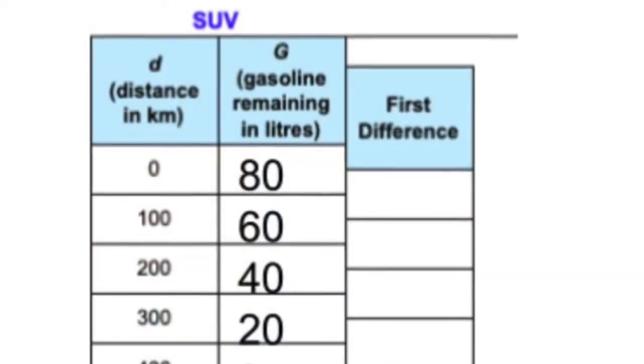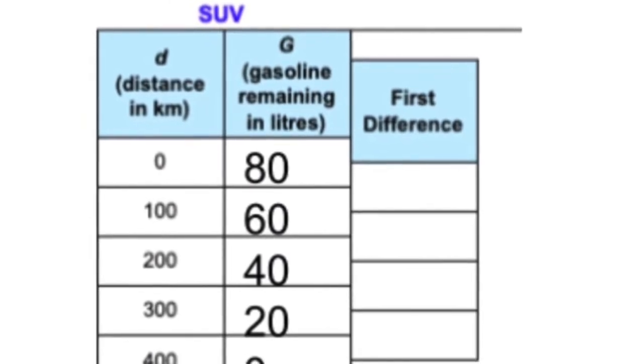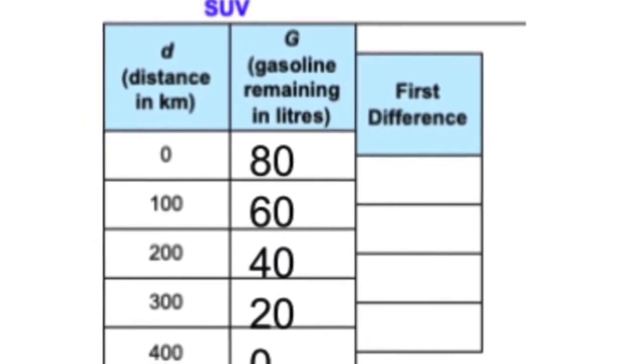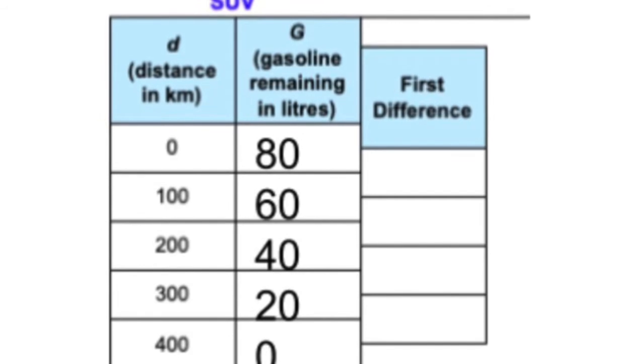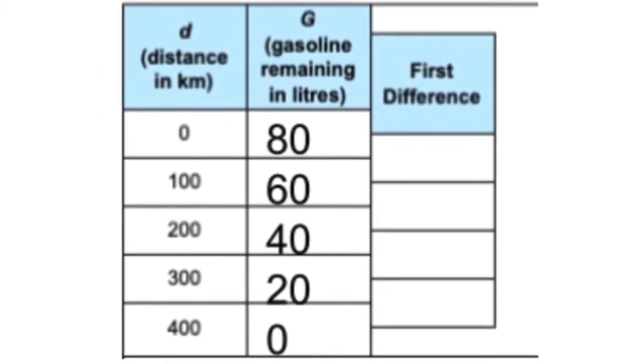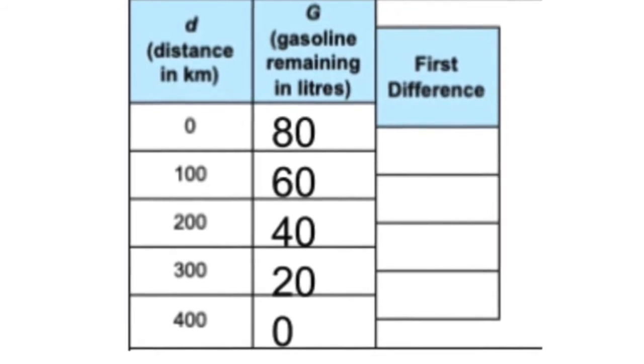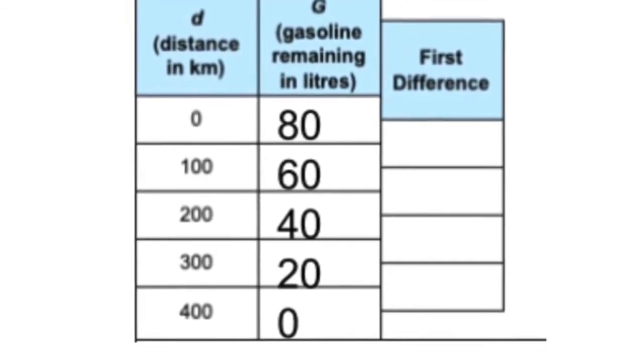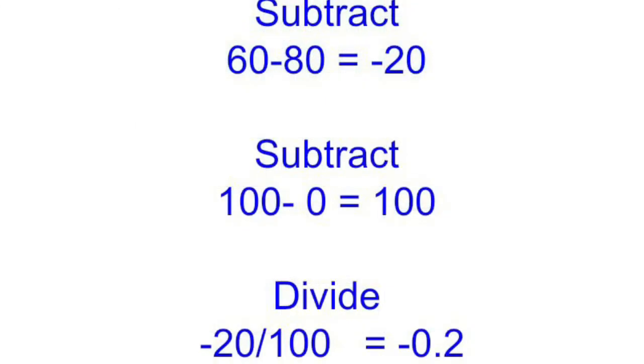Subtract, subtract, divide. I know you guys really missed that dance, so I felt like I should add it to the video. So here's my table of values. I want to figure out how much it's jumping with the G's, and the G's should be jumping down 20, and then the D's are jumping by 100. So what I need to do is minus 20 divided by 100.